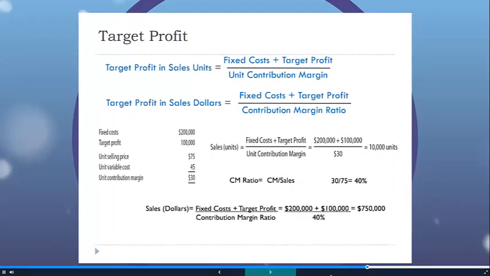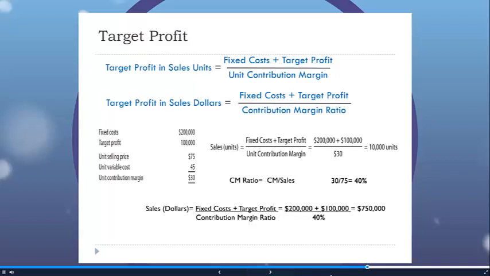But typically, people don't want to break even. They want to hit a profit. So what we want to find out is our target profit. We can look at this in sales units and in sales dollars. This is the same equation as your break-even equations, except now we're adding that target profit to our fixed costs. We can do this again in units or by dollars. For units, we divide by our unit contribution margin. For dollars, we divide by our ratio.